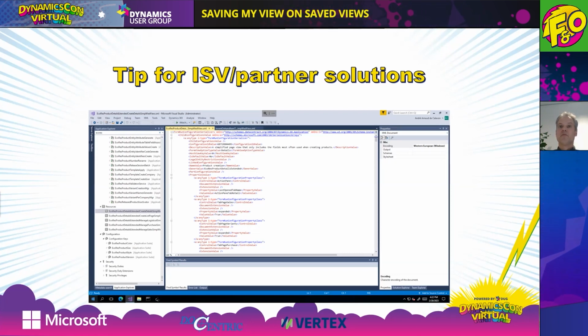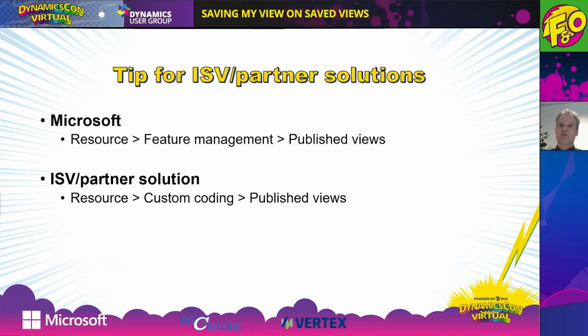Then using the feature management, if you enable it, at that time, when enabling the feature, it will extract all those XML files from the resources and publish them to the company, or to the application itself. So in fact, Microsoft has a resource in the development environment, and using the feature management it will be extracted and set as published views.